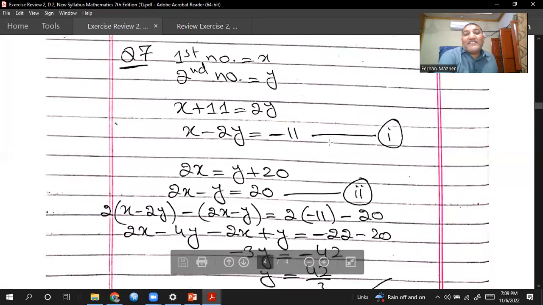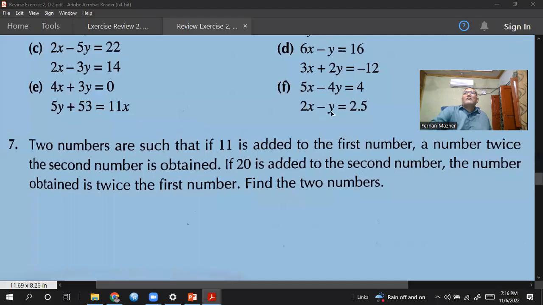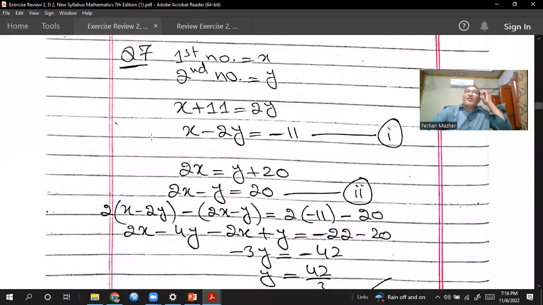We will suppose that the first number is x and the second number is y. If 11 is added to the first number, so x plus 11, that will be equal to 2y. If 20 is added to the second number, the number obtained is twice the first number. So 2x will be equal to y plus 20. These are the two equations. So x plus 11 will be equal to 2y. This is the condition which was given in the question. And x minus 2y is equal to minus 11.